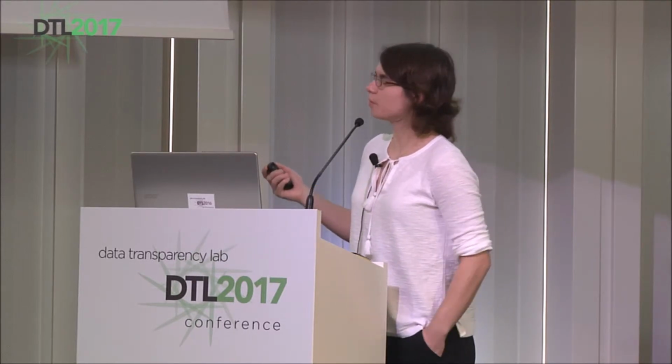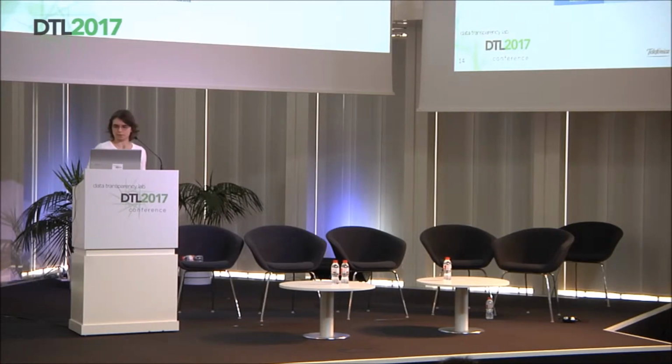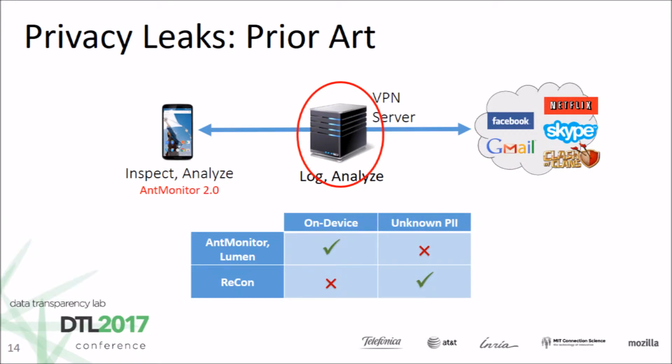So we decided to look at another related DTL project, which was Recon. They had an implementation on the VPN server, so they were not on the device like us, but they were able to detect strings that were not known a priori with some machine learning classifiers. So we set out to see if we could achieve both: find unknown leaks, and also have that running on the device. So I will briefly review the Recon project by David Choffnes' group.